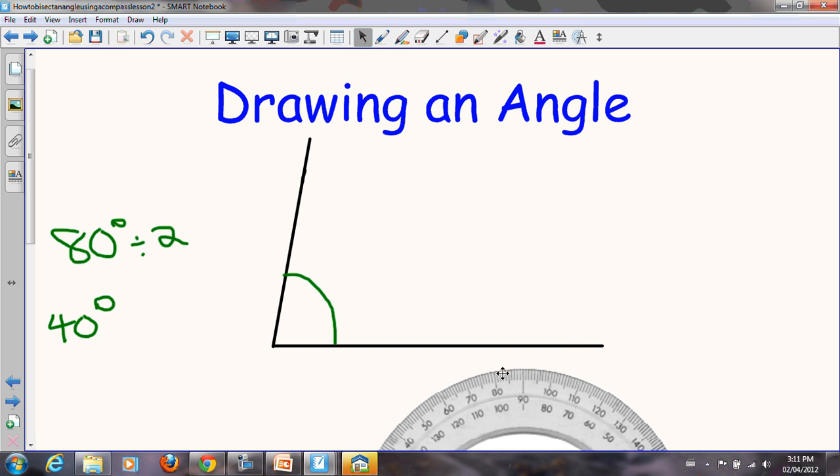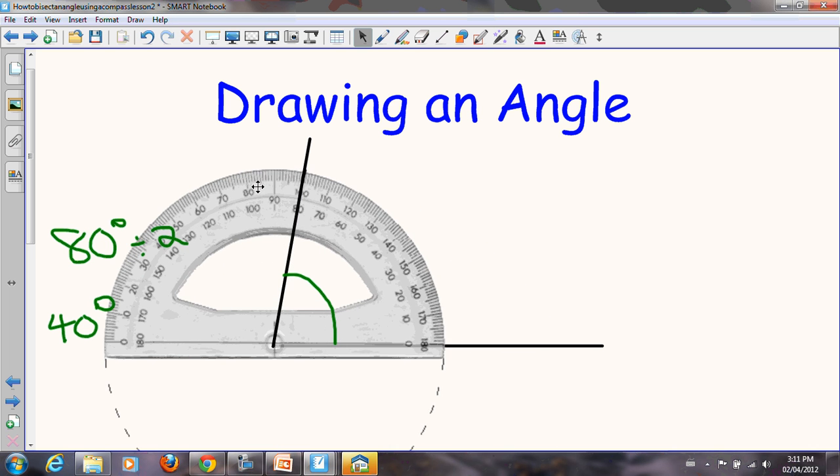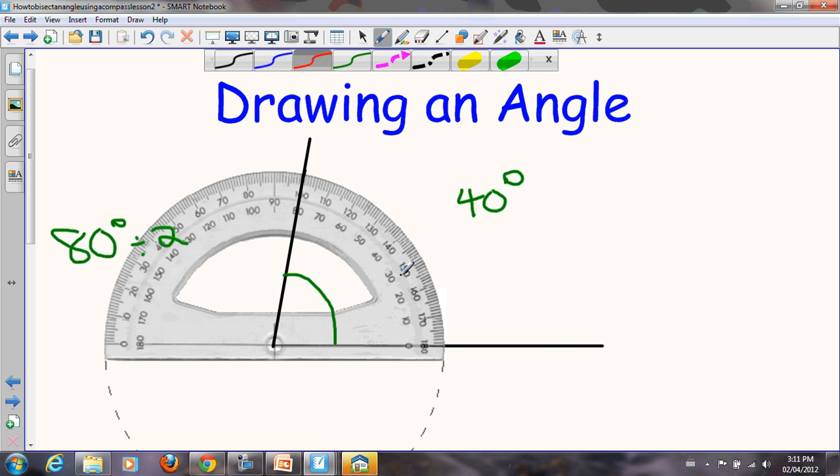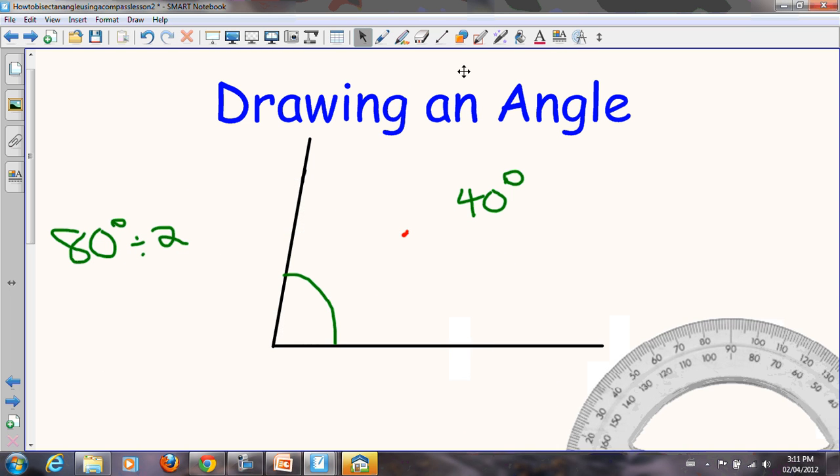So what we're going to have to do is put our protractor right on the line, and we're going to measure 40 degrees, which will be about there. So let's measure him. 0, 10, 20, 30, 40. I'll put my little tick for 40 right there. Move this out of the way and connect like that. Now we have just bisected the angle.